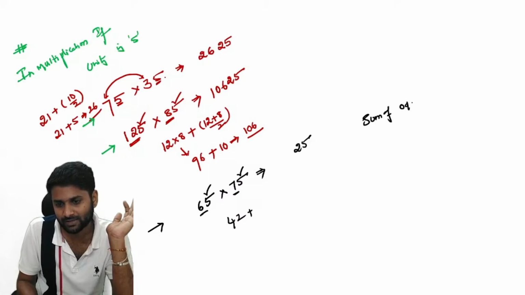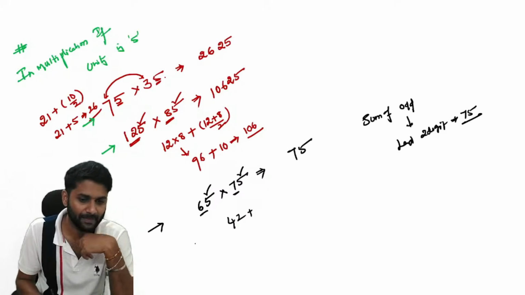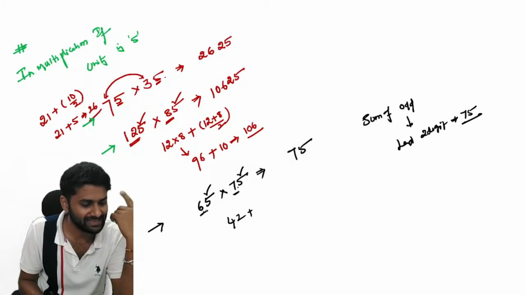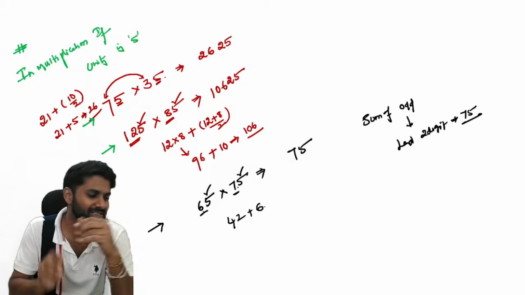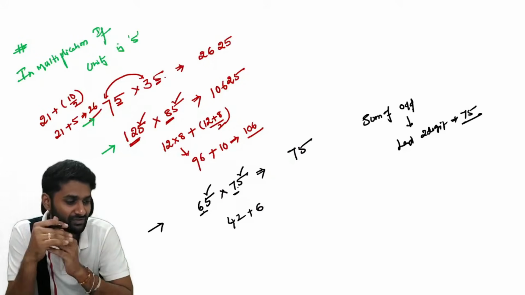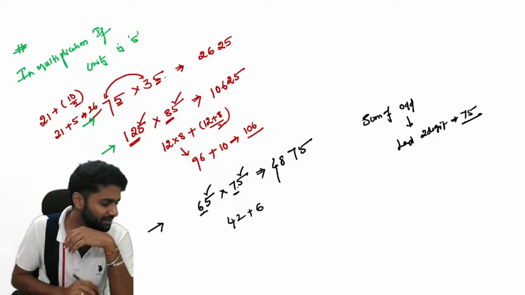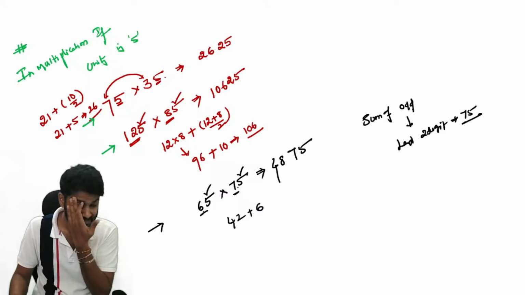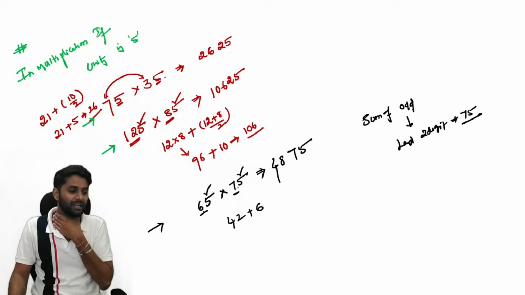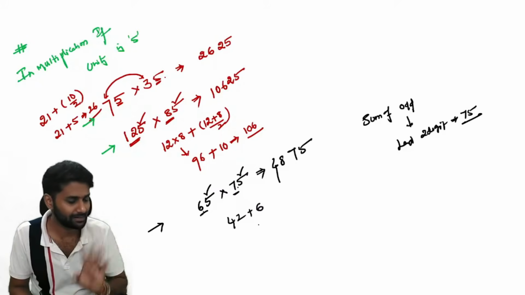So if the sum is odd, then remember this point: the last two digits must be 75. Now see, 6 plus 7 is 13 divided by 2. You have to consider 6, not 6.5. That 0.5 value you have to consider as 50. 50 plus 25 becomes 75. Now the resultant is 4875. Is it clear? If the sum is odd, instead of 25, consider it as 75. And whatever the decimal, remove it and add the remaining number.